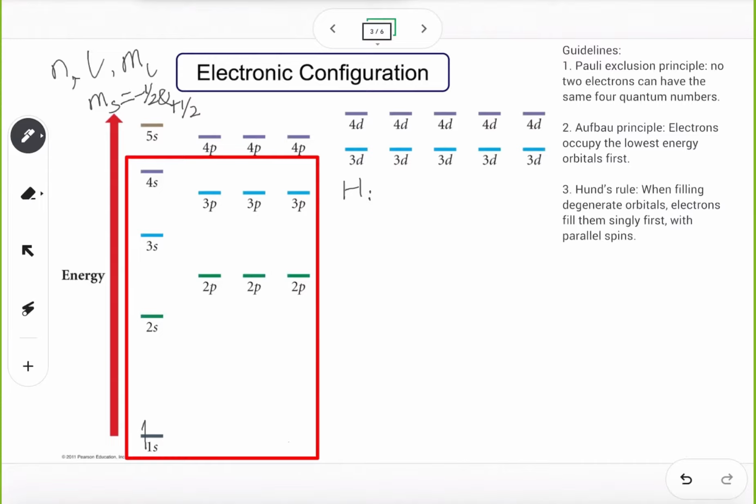And how do we write the electronic configuration for hydrogen? It's going to be 1s1. So this 1s is the atomic orbital, and this 1 is the number of electrons on this atomic orbital. Okay, this is hydrogen. Now the next element would be helium.